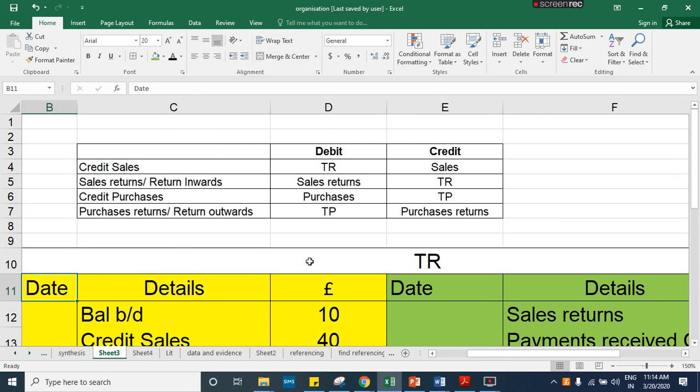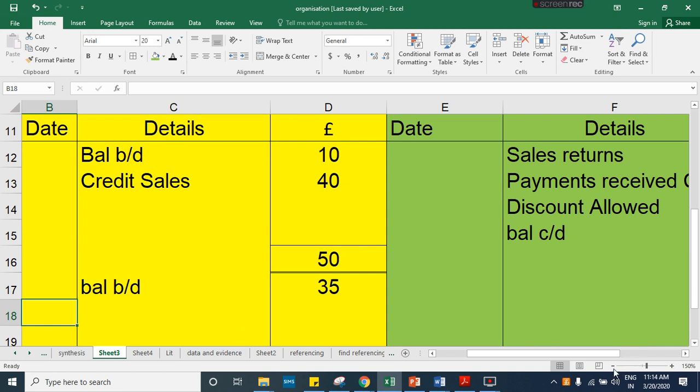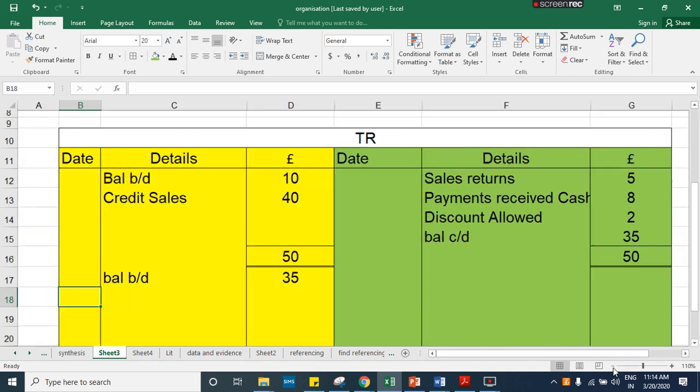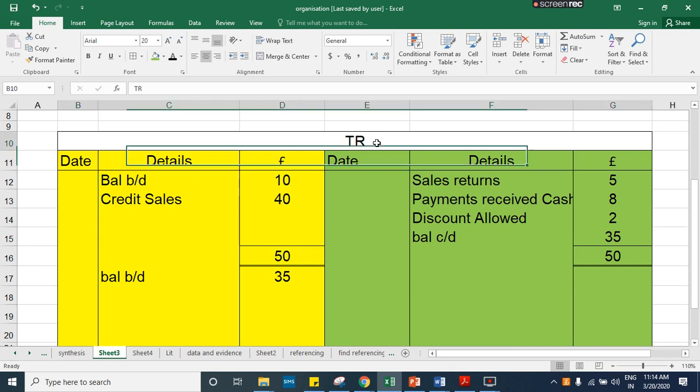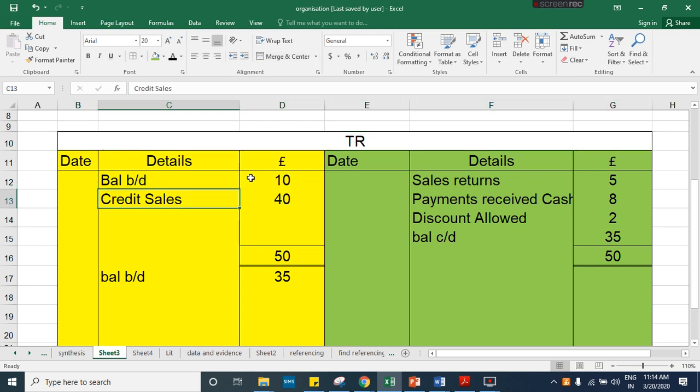Furthermore, you should know how a trade receivable account looks, because it's part of the past paper question that we are going to complete today. We enter the brought down balance on the debit side because trade receivable is an asset, or a debtor, so they have a debit balance. Any credit sales made: TR debit, sales credit, therefore the credit sales appear on the debit side of the TR account. Whereas on the credit side, you find sales returns, payments received by cash or bank, and discount allowed, and then you balance it. 50, 50, take away 5, 8 and 2 gives you 35, which you write as balance carried down, balance brought down 35.